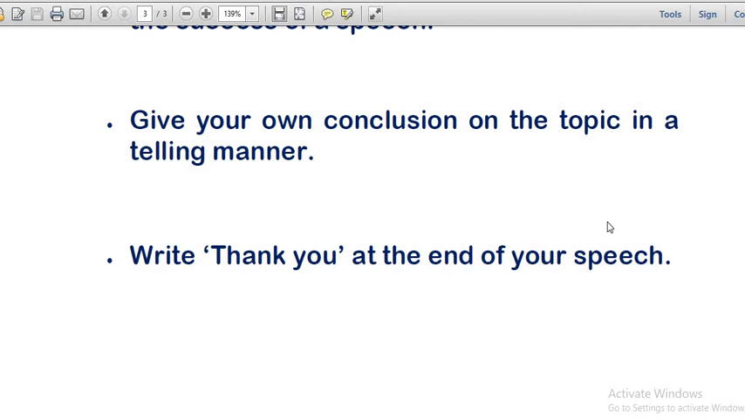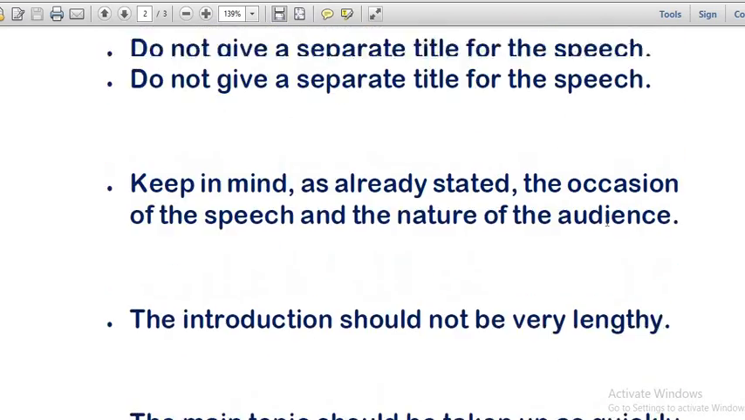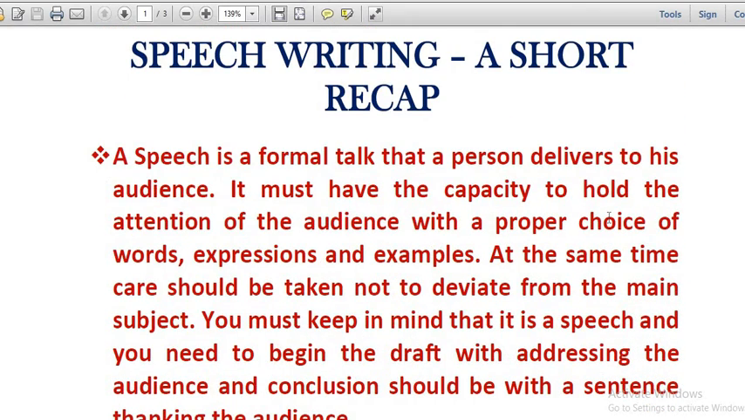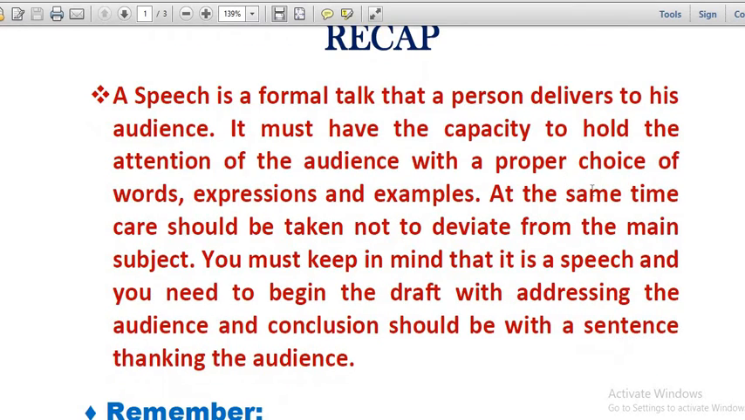So what are the things we have learned, dear students? Let us shortly recap, then I will move on to another important material. We have learned that a speech is a formal talk, a formal discussion that a person delivers to his audience, and it must have the capacity to hold the attention of the audience. The person who is speaking should be a good orator, and there should be a proper choice of words, proper expressions and examples also.